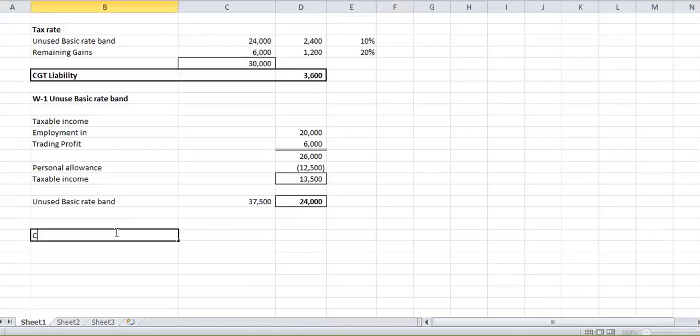Yes, Kuli, you are right. This is the only way to calculate capital gain tax.